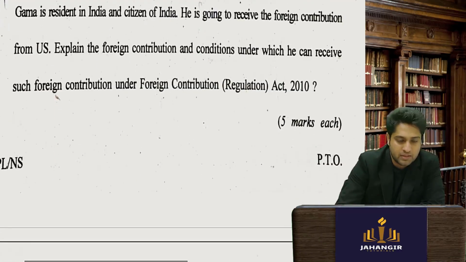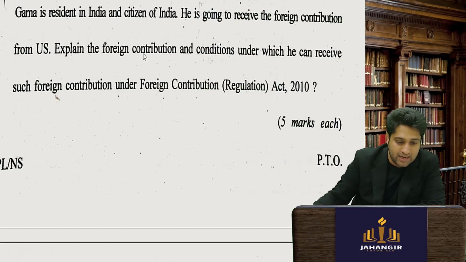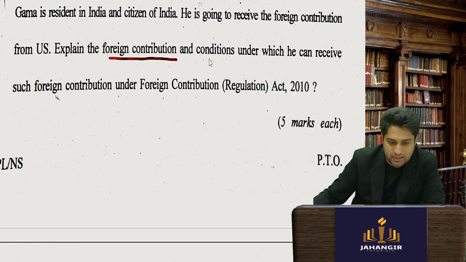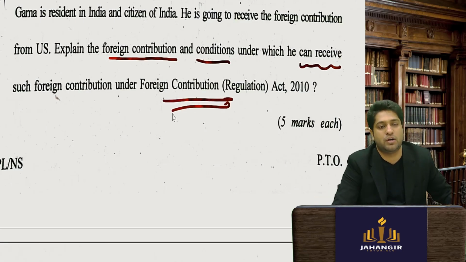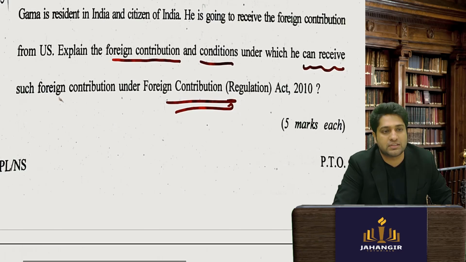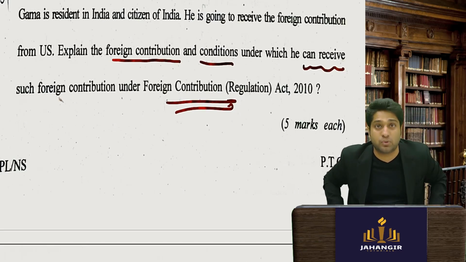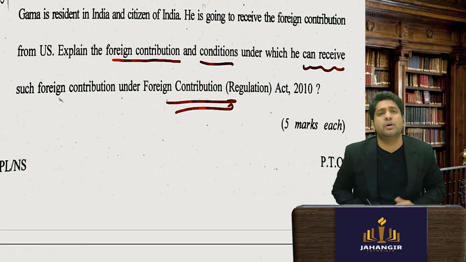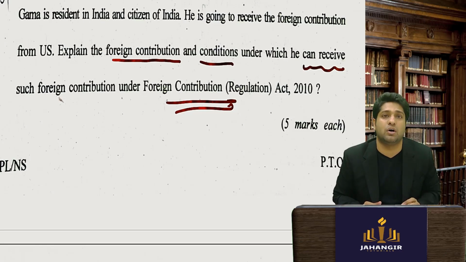Simple. Then comes another question. I prefer to go directly. Explain the foreign contribution and the conditions given to receive foreign contribution in the FCRA Act. Now foreign contribution is a foreign donation. So if you want to receive foreign donation, then you have to take approval, you have to write to the RBI and the Ministry of Home Affairs.